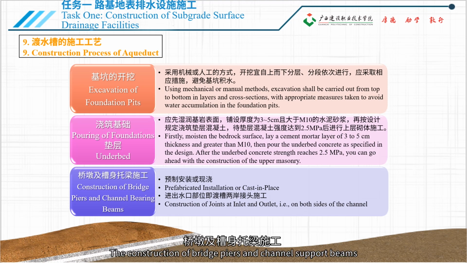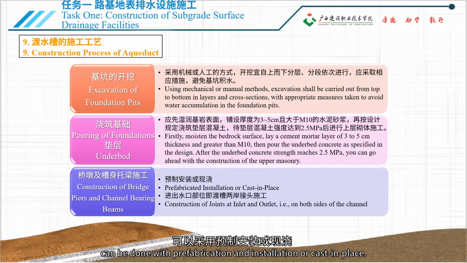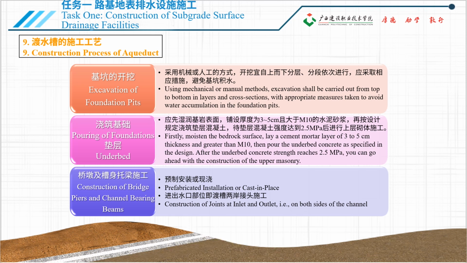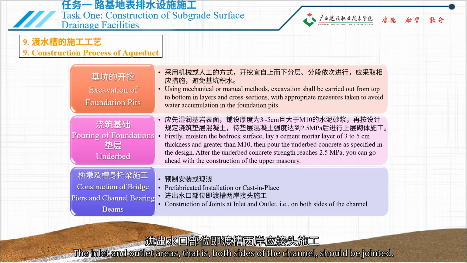The construction of bridge piers and channel support beams can be done with prefabrication and installation or cast in place. The inlet and outlet areas, that is, both sides of the channel, should be jointed.